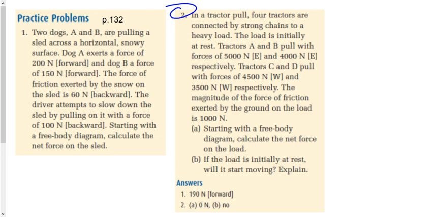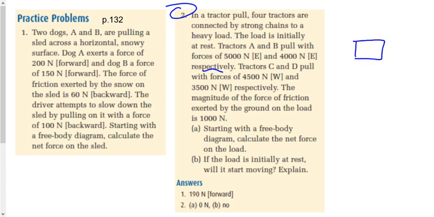That respectively just means like in that order. Tractors C and D pull with 4,500 west and 3,500 west. The magnitude of the force of friction exerted by the ground on the load is 1,000 newtons. What's the net force? So let's do question A, drawing a free body diagram.